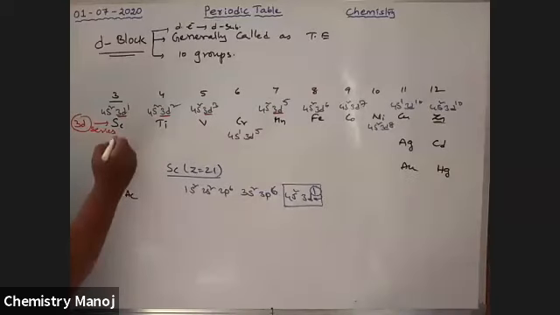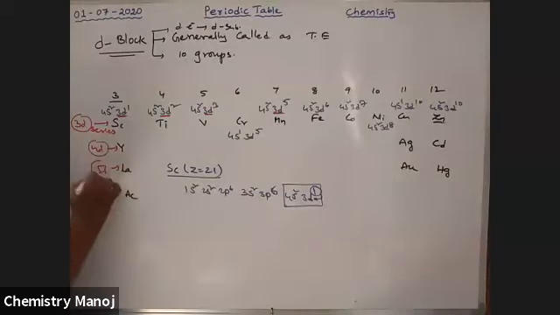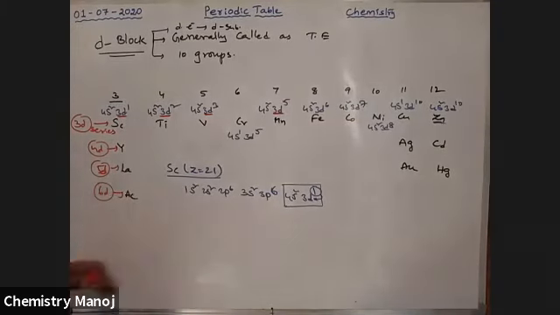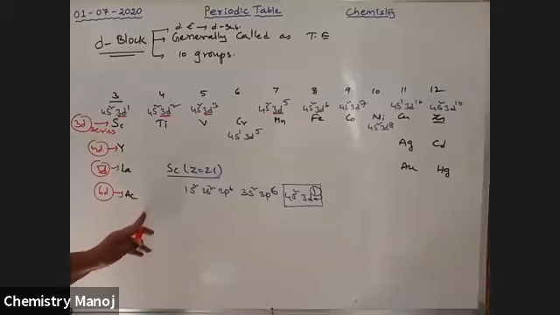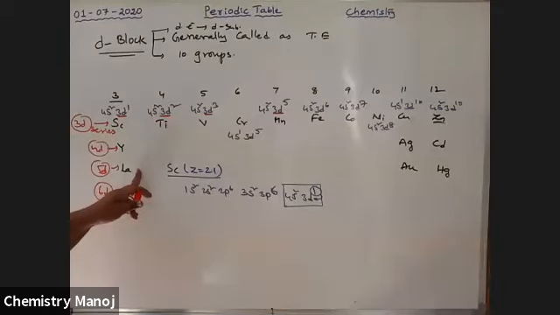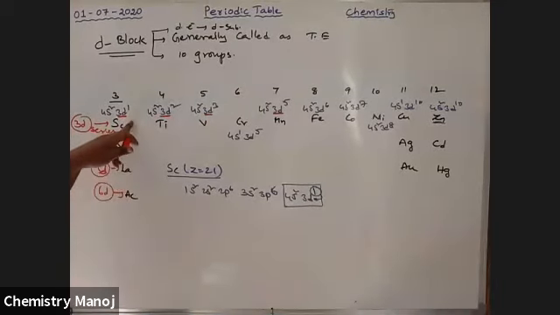Next one, here it is the 4d series element. It is the 5d series element. It is the 6d series element. That means in all these elements, the differentiating electron entered into the 6d orbital. Here is the 5d orbital. Here is the 4d orbital. Here is the 3d orbital, which is already completed here.